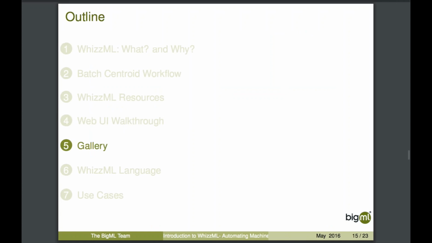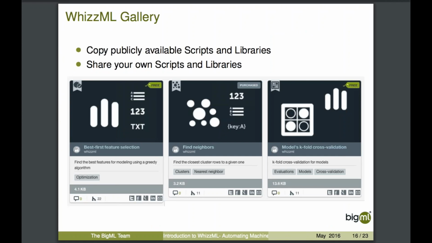next we're going to talk about the gallery. So if you're familiar with the BigML platform, you probably already know that we have a public gallery for models and data sets where you can look at other people's models and data sets who have chosen to make them publicly available, and we can copy these resources and use them. So we're implementing the same thing with WhizzML, and we hope that it's going to be a big time saver for you guys. Because once we have these workflows or algorithms coded in WhizzML, all you have to do is clone it down and you can use it just like that.